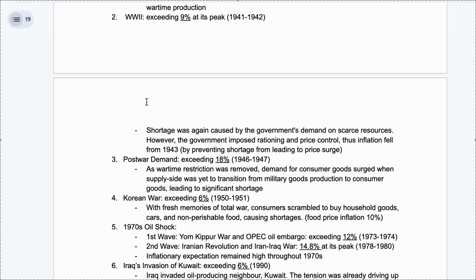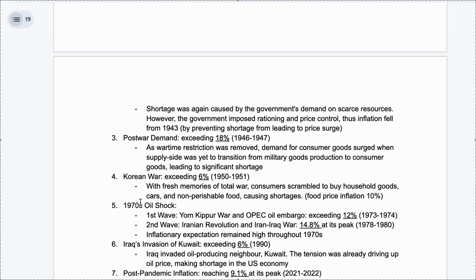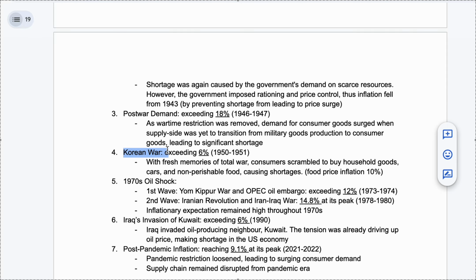What caused the inflation to spike? It was the Korean War. And remember, the U.S. did fight in the Korean War. The U.S. helped South Korea and fought against North Korea, which was supported by the communists. And with fresh memories of total war, U.S. households, consumers scrambled to buy household goods, cars, non-perishable food, and clothing shortages.